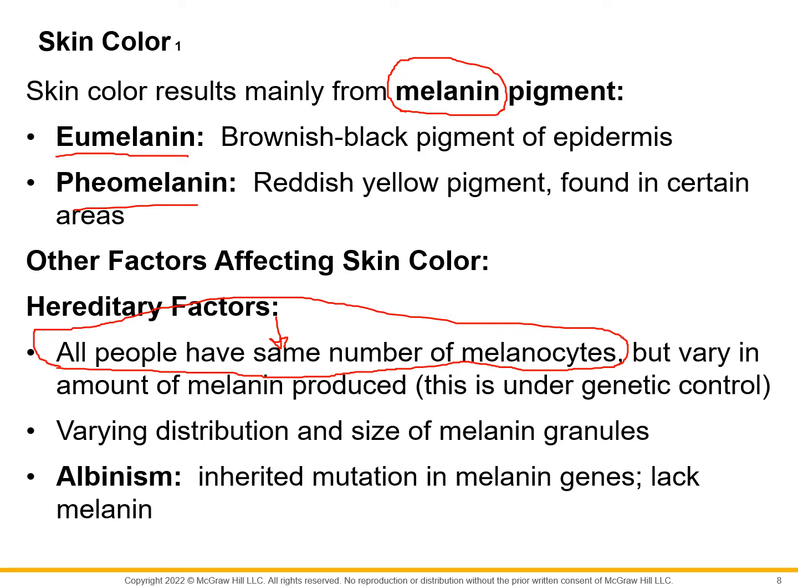If my heredity, my ancestors, came from the areas between those two regions, I'm going to have more white or fairer skin, more light skin. And finally, albinism: someone who doesn't produce melanin at all is referred to as an albino. Albinism is when our body does not produce melanin. We do not have the melanin gene.